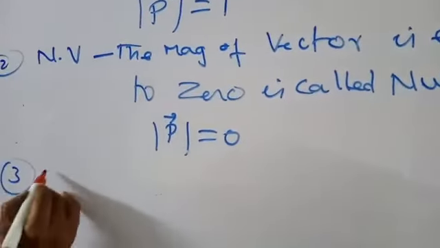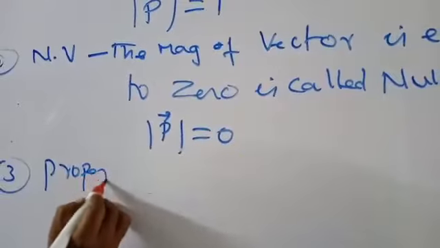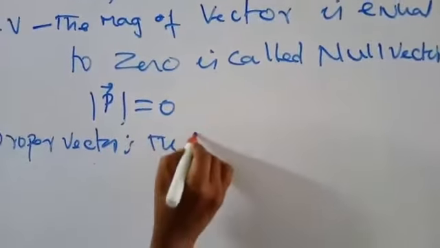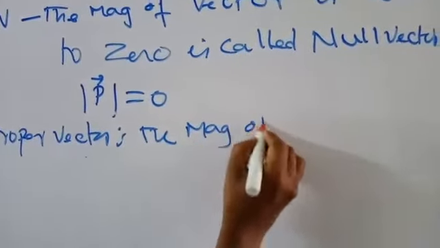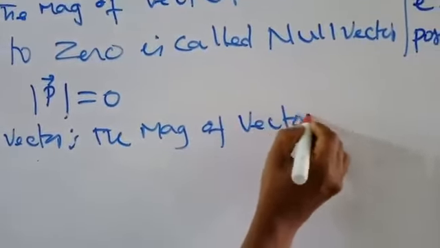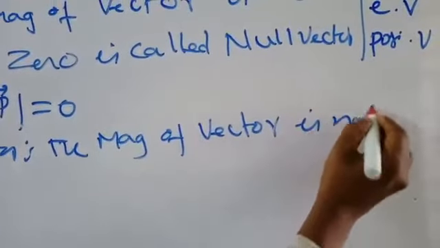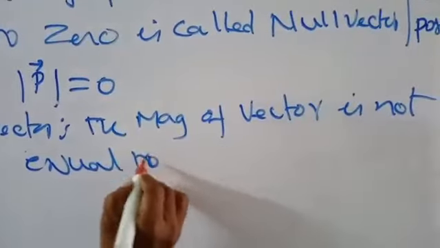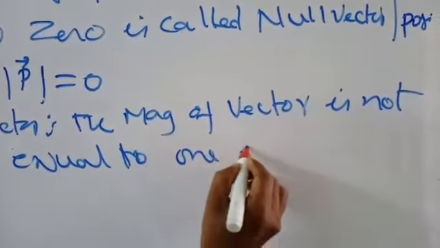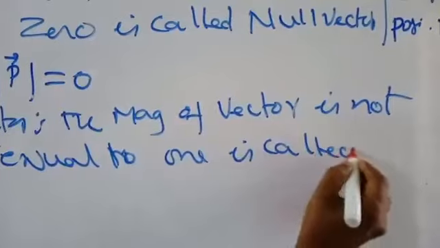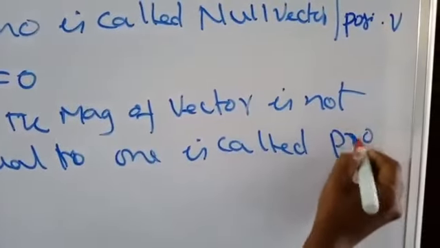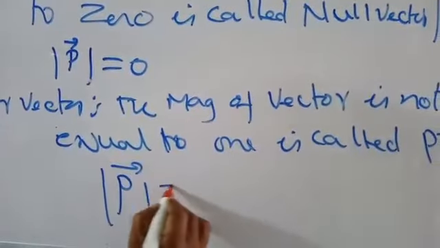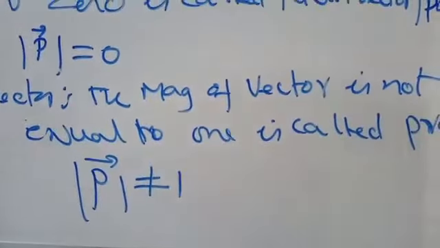Third one, proper vector. The magnitude of a vector not equal to 1 is called a proper vector. So the modulus of vector P bar is not equal to 1.